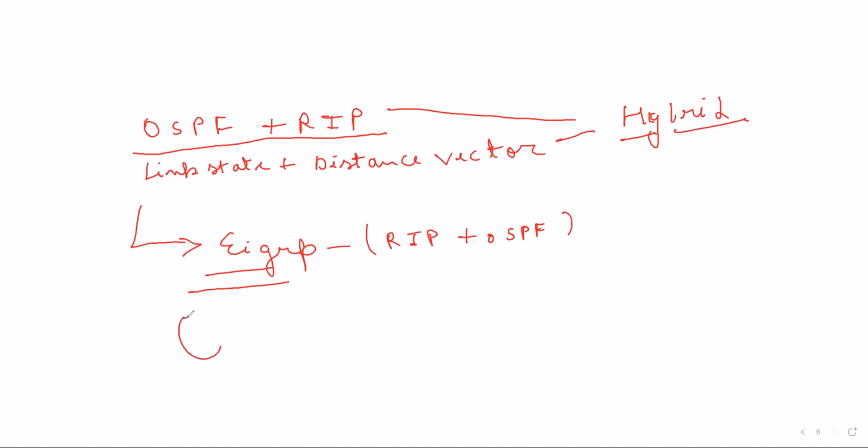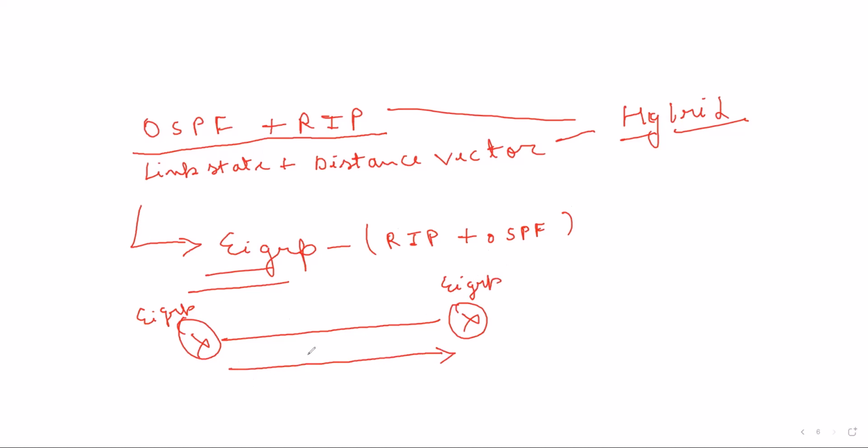If I am running EIGRP on two routers, the first time it will share full routing information.